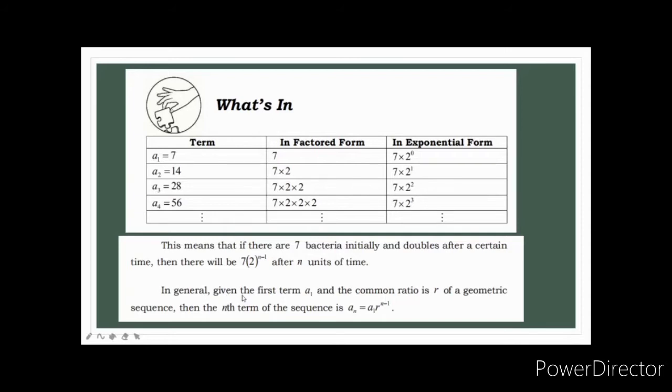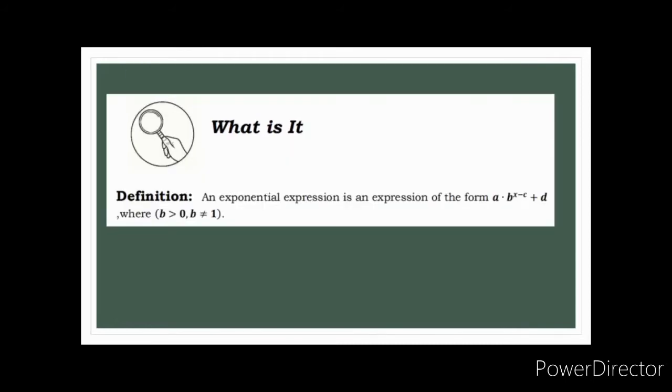In general, given the first term a sub 1 and the common ratio r of a geometric sequence, then the nth term of the sequence is a sub n equals a sub 1 times r raised to n minus 1. So that is our formula. What is it? Let's start with the definition.